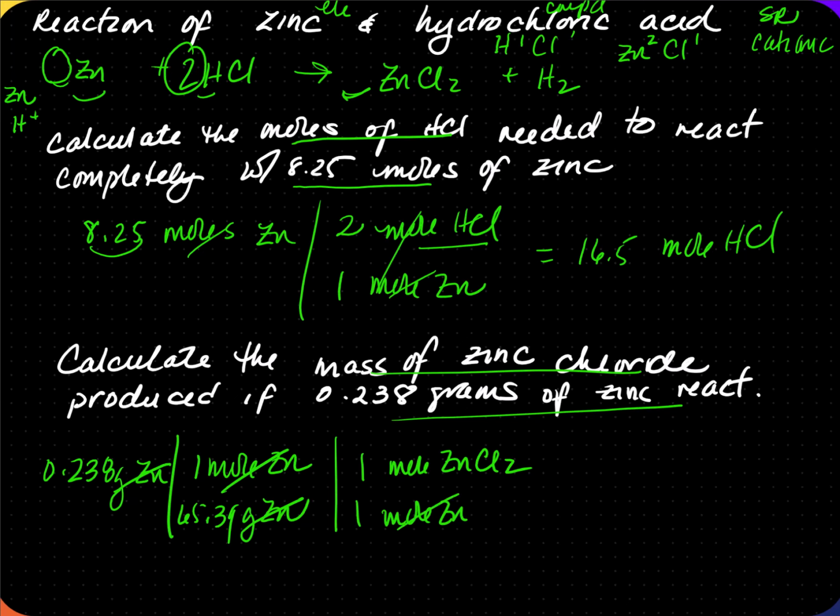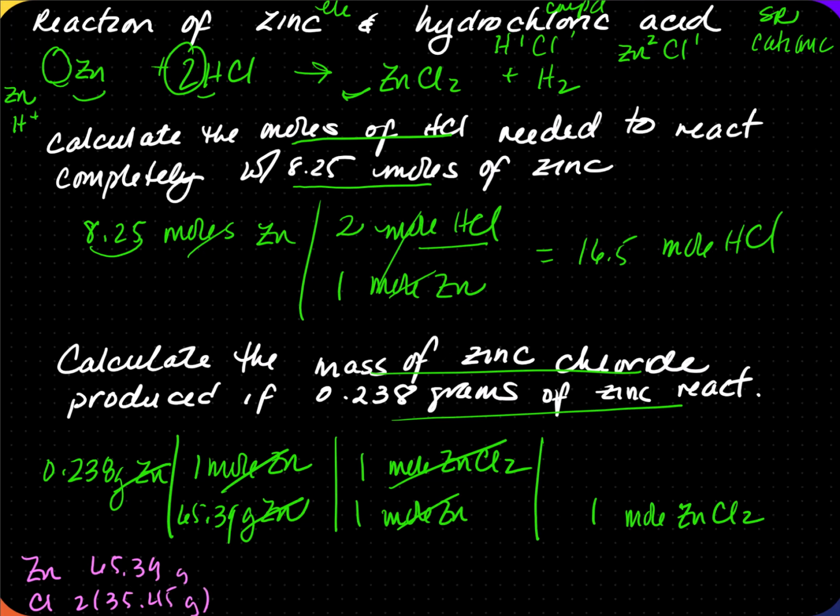So moles of zinc chloride, moles of zinc chloride. There is 1 mole. And so I need to do the molar mass of zinc chloride. There is 1 zinc, which is 65.39. Chlorine, there's 2 of them, which is 35.45. And if you add up all of this, you should get 136.29 grams per mole. So that tells you 1 mole of zinc chloride is 136.29 grams of zinc chloride.